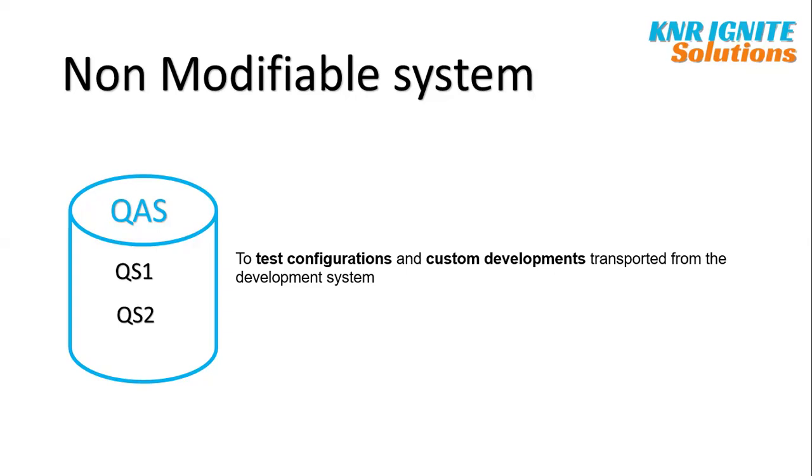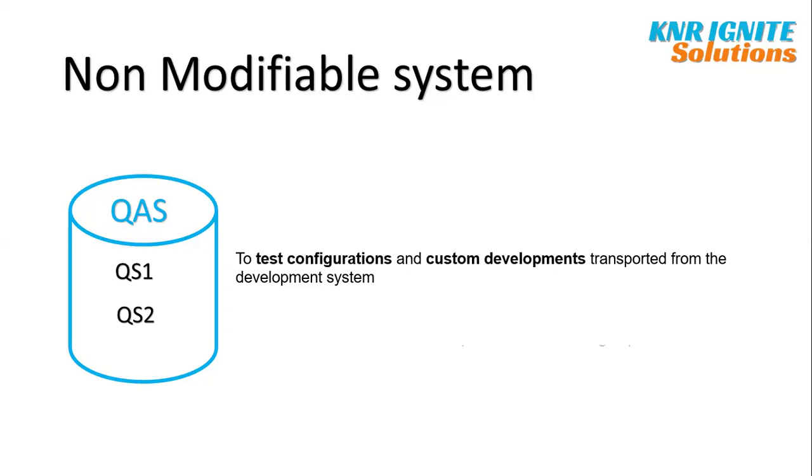You move all the configurations from development to quality, and then you perform all those testings here. We also call it QA. You perform QA in the quality system and make sure everything is working fine. Only then will you release all those configurations into the production system. You perform various other testings, and you also use this quality system for training purposes. Whenever you want to train your end users or business users, you will use this quality system.